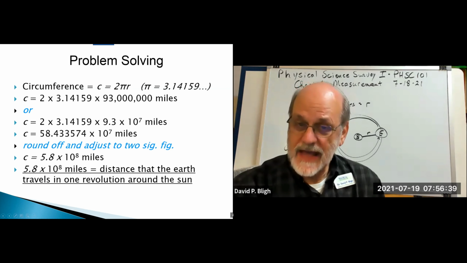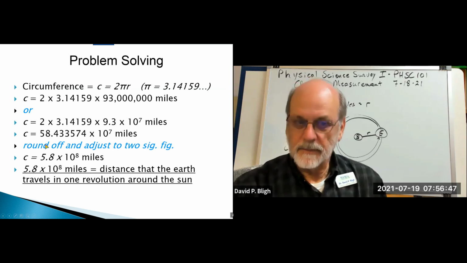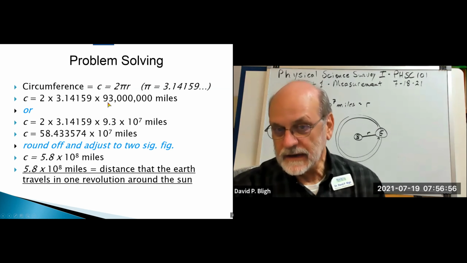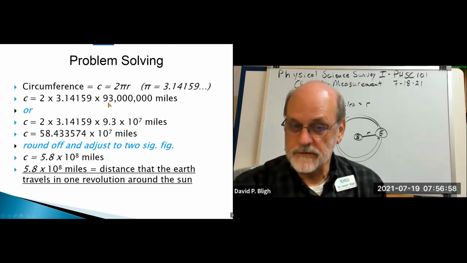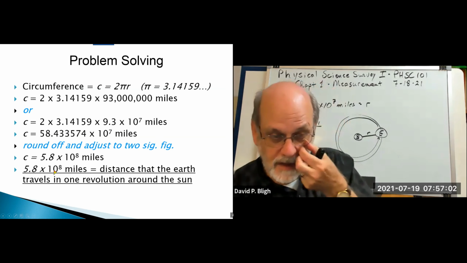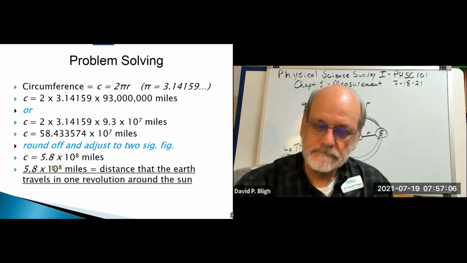And then when you get the answer, which your calculator will show, round it off. How many significant figures do you have? Well, 93 million, we're assuming here, is 9.3, right? So that's only 2 significant figures. Your answer has to be 2 significant figures: 5.8 times 10 to the 8th miles. Okay?